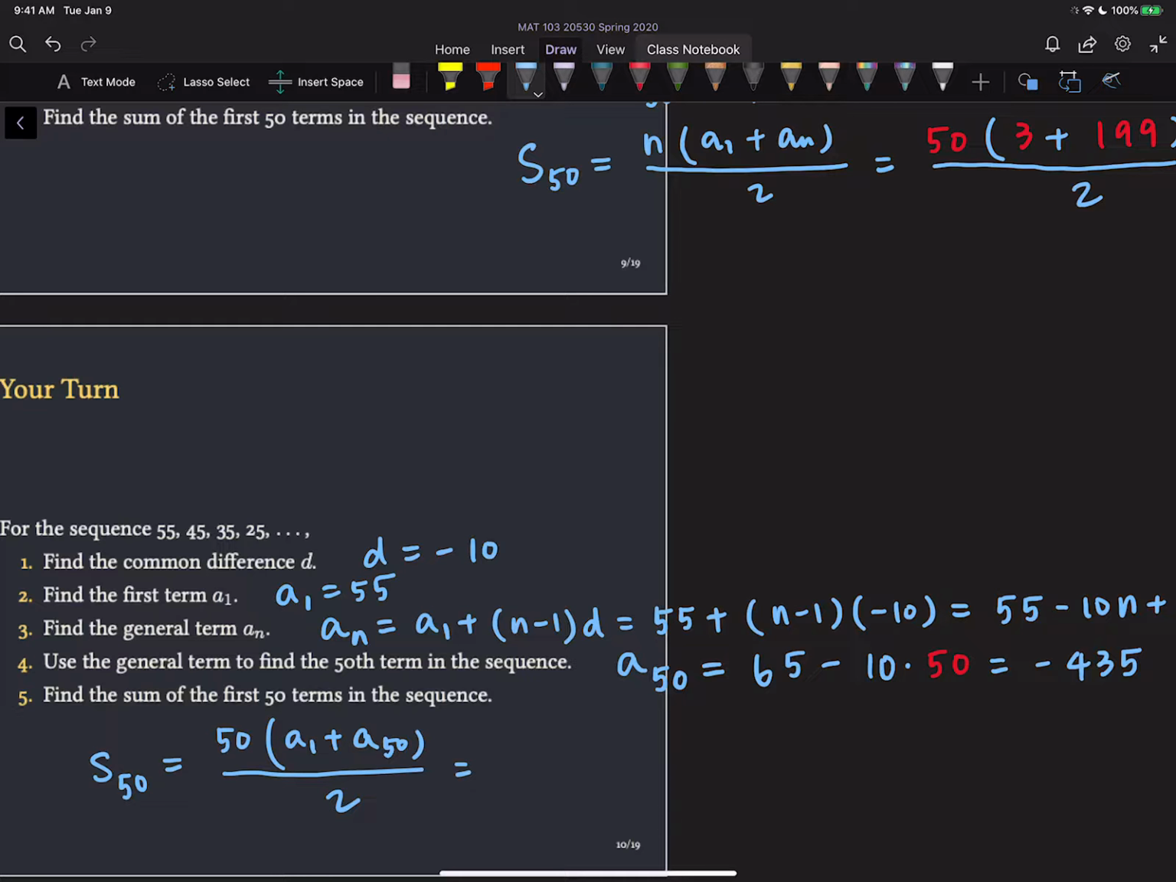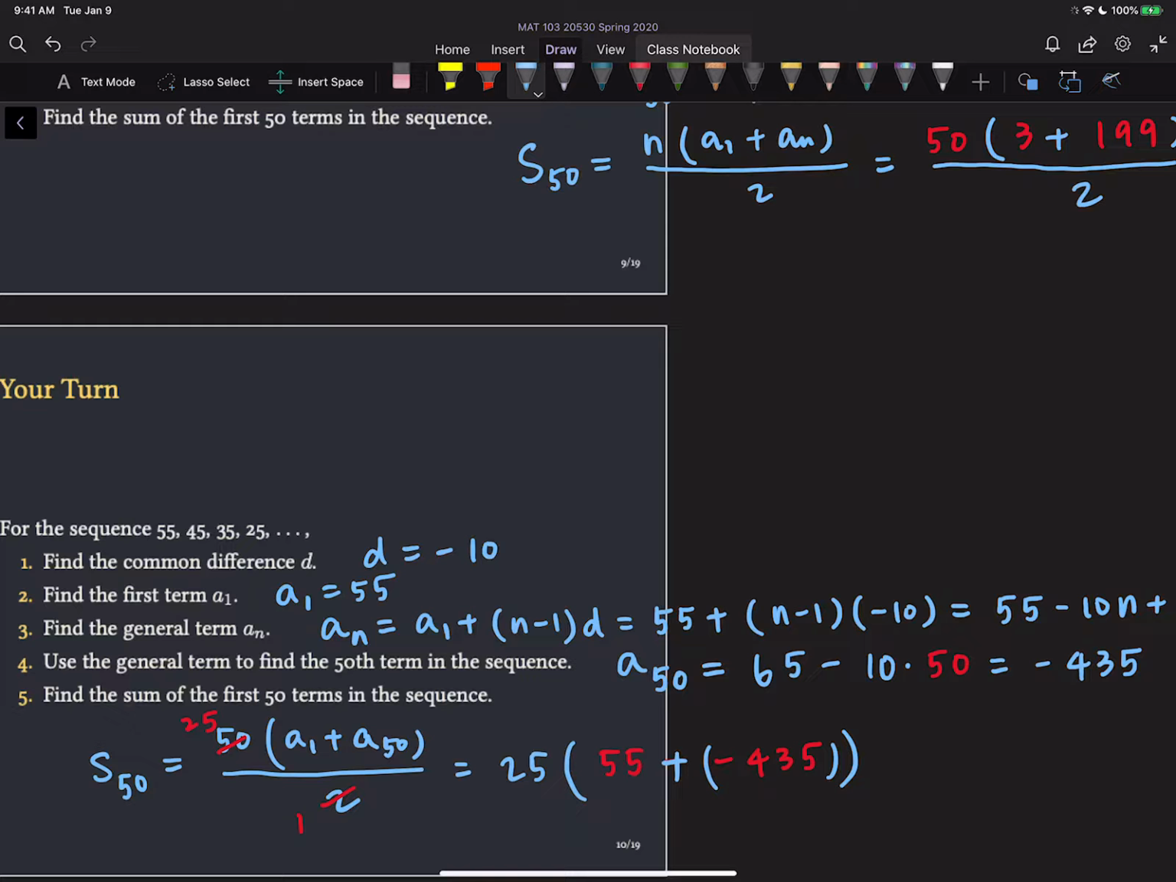So I can cross out the 50 and the 2 right away, because they have a common factor of 2. So 50 becomes 25, 2 becomes 1. We have 25 times a1. a1 is 55. Let's use the red for substitution. 55 plus a50. a50 is negative 435. So let's do plus negative 435. Let's put in grouping symbol.